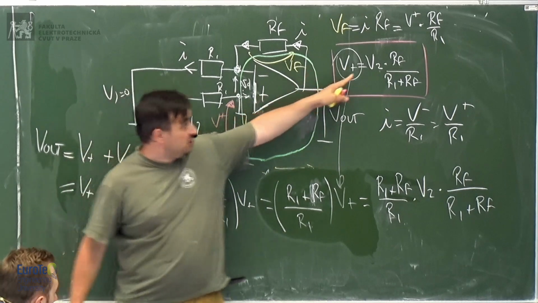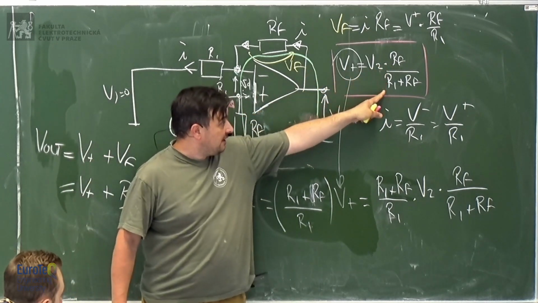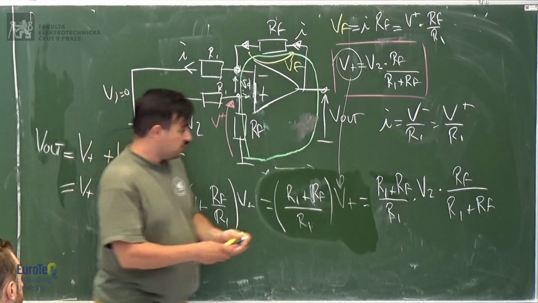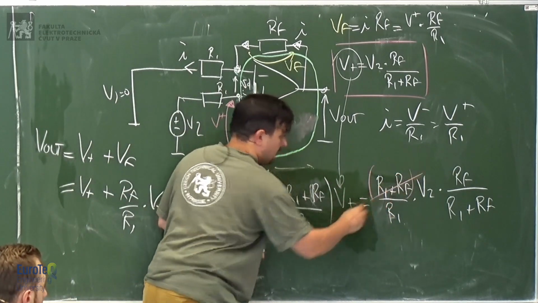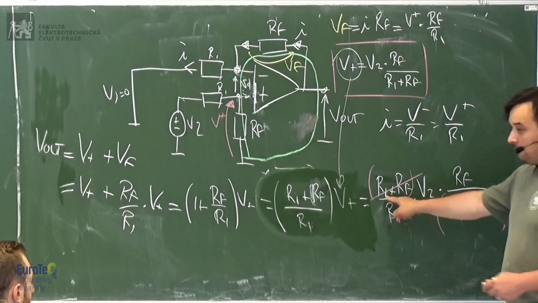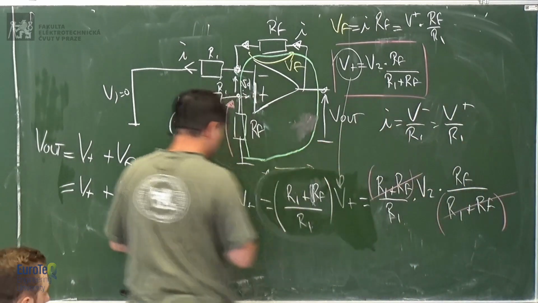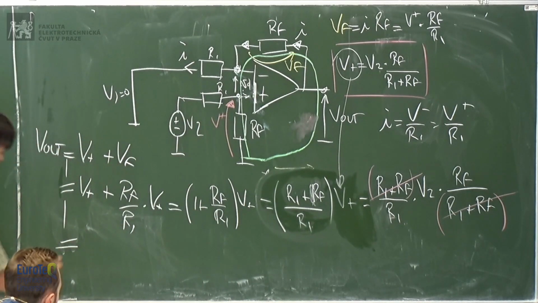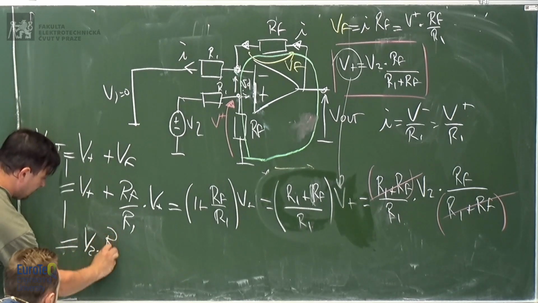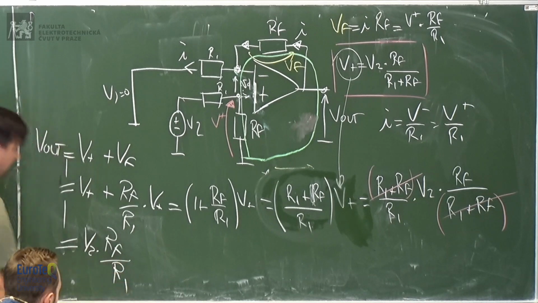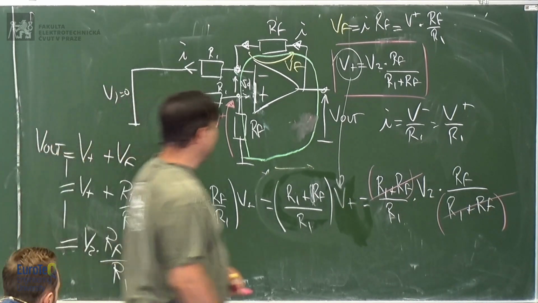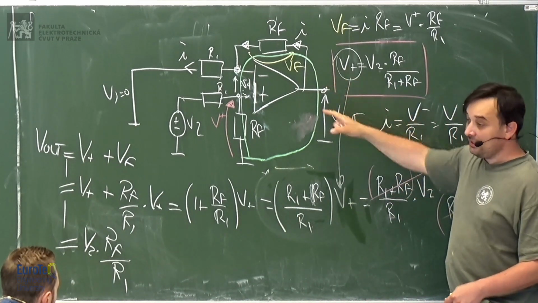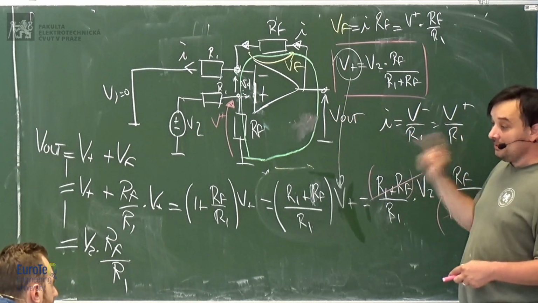We know that V plus is V2 times RF divided by R1 plus RF. So now this part will be simplified. R1 plus RF cancels out. So V output is going to be V2 times RF over R1, which, if you think about that, is the same voltage we obtained before with the inverting amplifier, but without the minus.